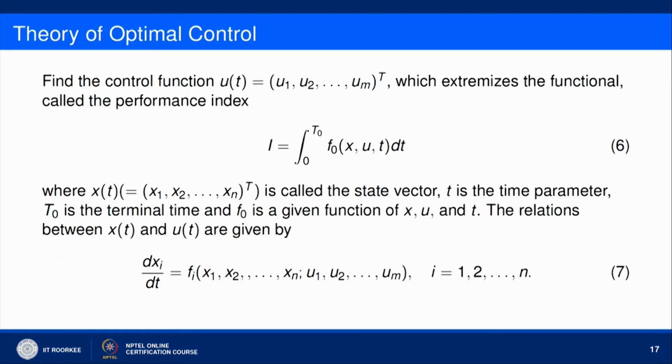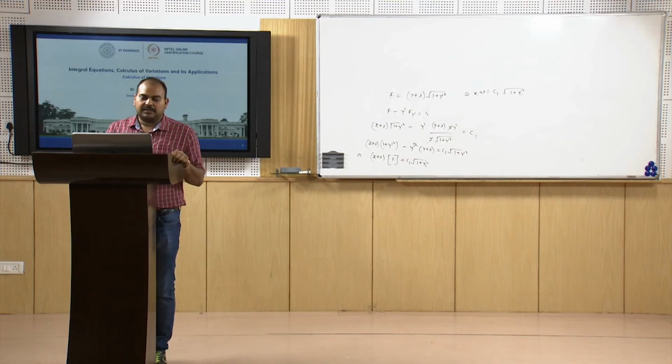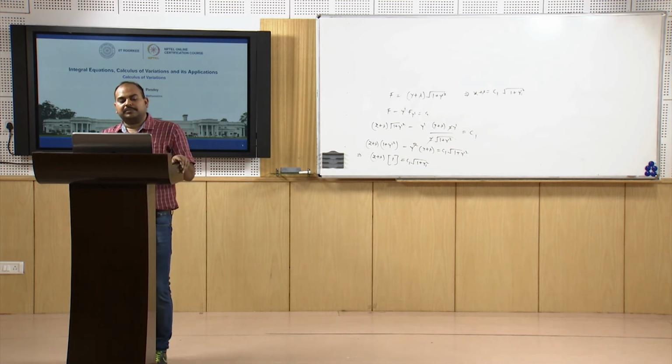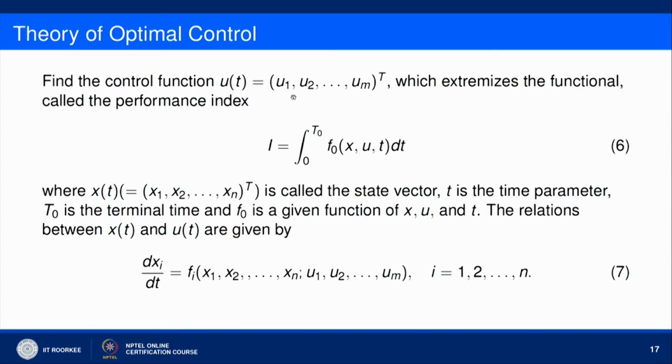Okay. So now let us also discuss a new problem, which is known as finding the control which optimizes a certain functional. So here the problem is as follows: find the control function u(t), which is u1 to um transpose, which extremizes the functional known as the performance index I, which is defined as the integral from 0 to t naught of f naught of x, u, t dt. Here x is a state vector given as x1 to xn transpose, t is the time parameter, t naught is the terminal time, and f naught is a given function of x, u and t.